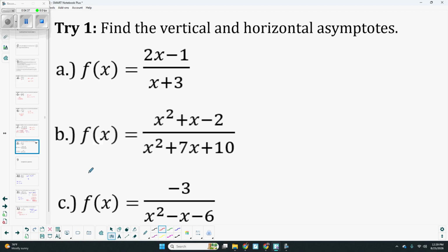And that's it for the lesson. There's 3 for you to try. You can end it here and then just check to make sure you got them correct in the blank notes that are posted on Google Classroom. And that's our day 2 of graphing rational functions.